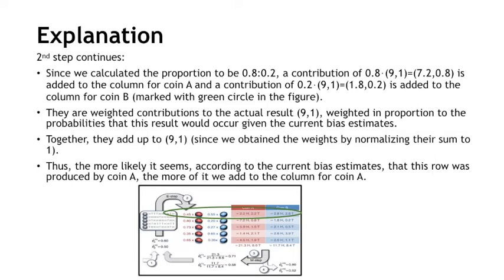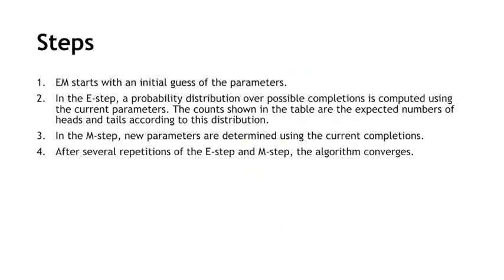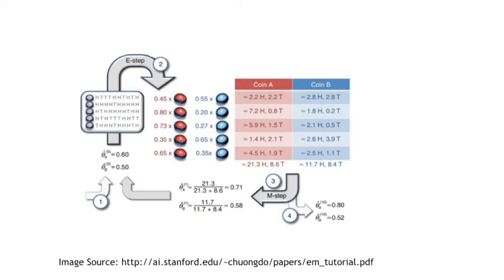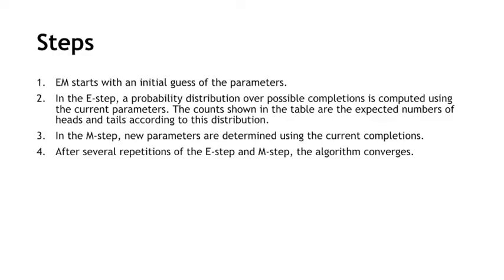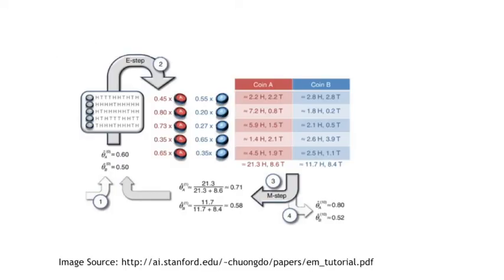buyer's estimate. So if I go back to the steps of the EM algorithm, you see in step 2 it has been clearly mentioned that in the E step, a probability distribution over possible completions is computed using the current parameters, which is 0.8 and 0.2 for the second toss, 0.73, 0.27 for the third toss, and so on and so forth. After that, the counts shown in the table are the expected numbers of heads and tails according to this probability distribution, which is 2.2, 2.2, 7.2, 0.8, 5.9, 1.5, 1.4, 2.1, 4.5 and 1.9.